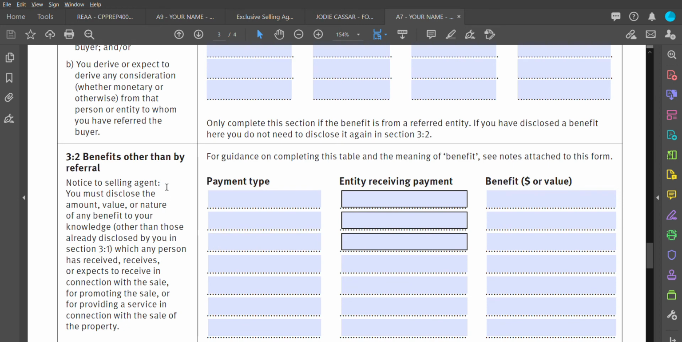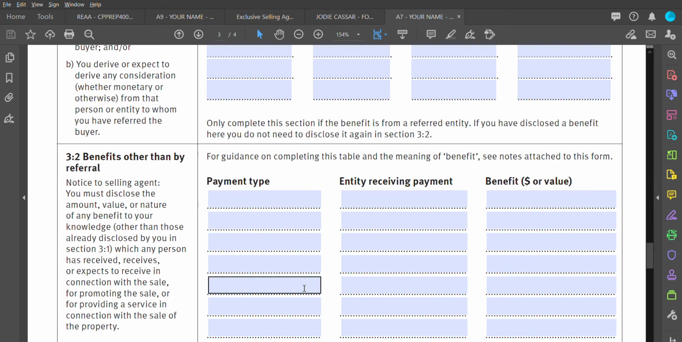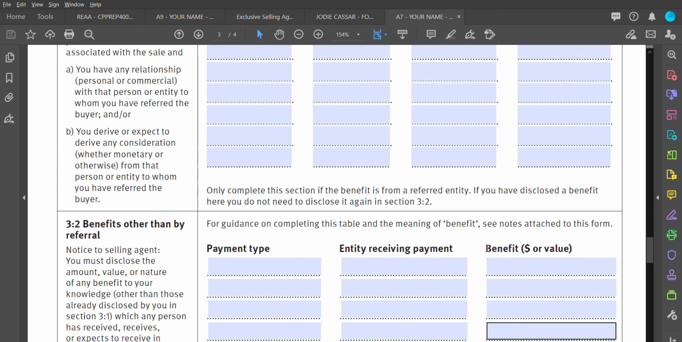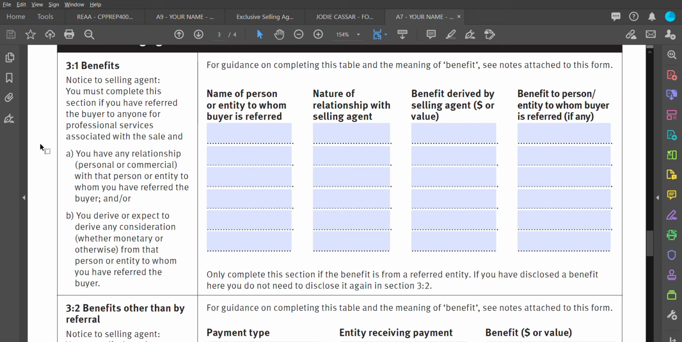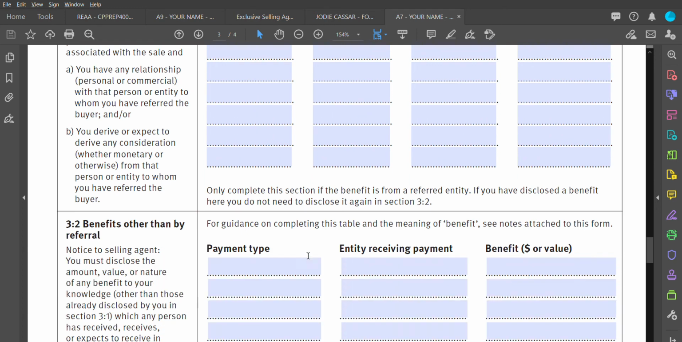3.2 is benefits other than by referral. So if this is going to be some other type of benefit and not a referral, this is the area that you would put the information in. What is the payment type, the entity that's receiving the payment, and how much is it? In most of the cases that we're dealing with, it is 3.1 that we enter the information into for the benefits and referrals and third-party commissions.